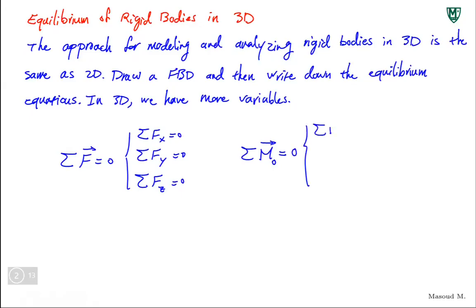As a result, summation of moment in x direction is 0, in y direction is 0, and in z direction is 0. And that's what I mean by we are going to have 6 equations. If you separate everything, forces in x, y, and z, moments in x, y, and z, you're going to have 6 equations. So in three-dimensional space, we can afford having 6 unknowns maximum.